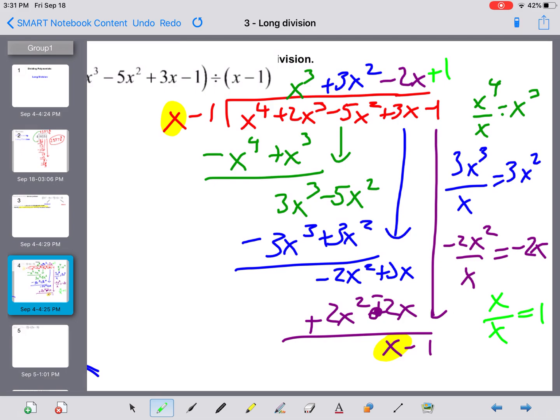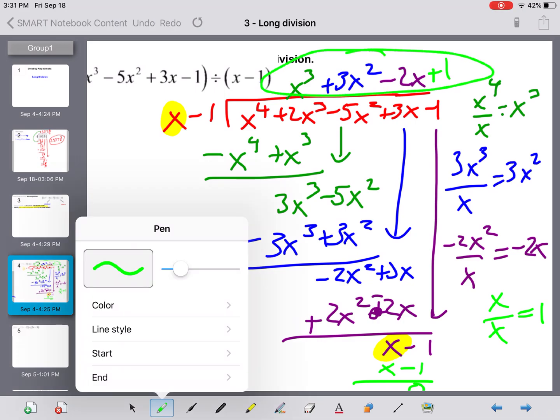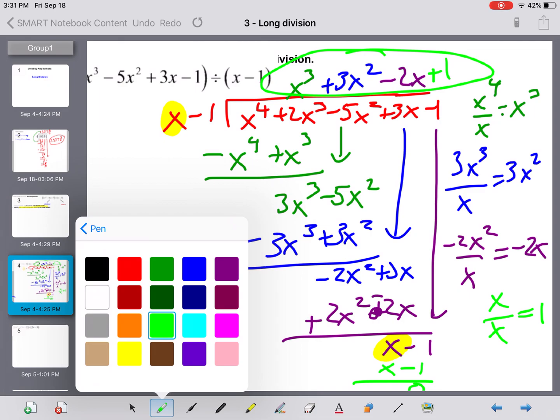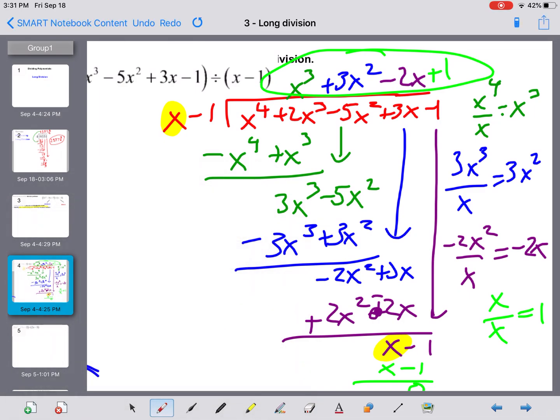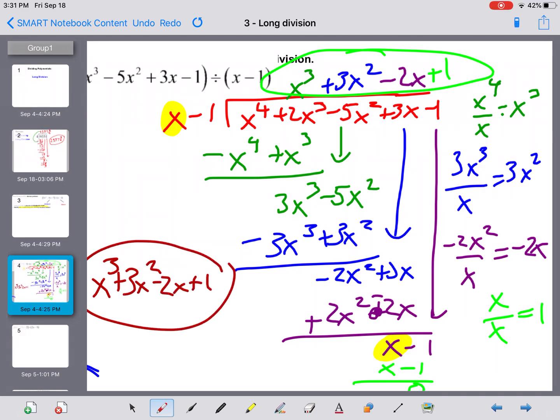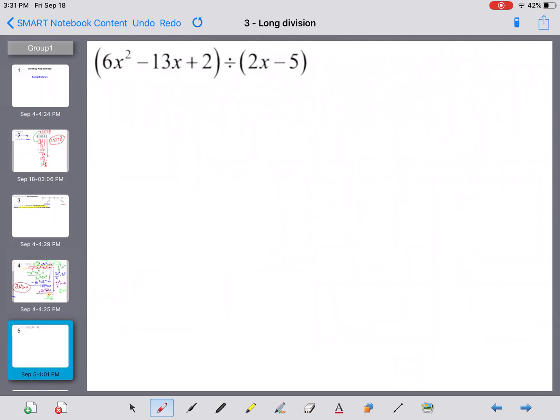And then when we multiply that out, we're going to get x. 1 times negative 1 is minus 1. And we get 0. So that would be our final answer up there. Let me get a color that's not so bright. But we would say our final answer is x to the third plus 3x squared minus 2x plus 1. Okay, let's look at another one.